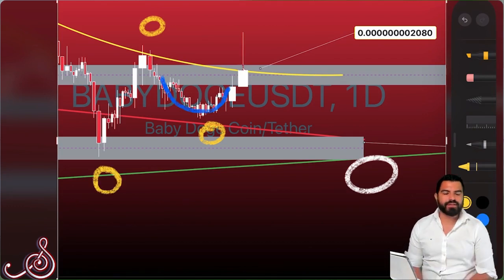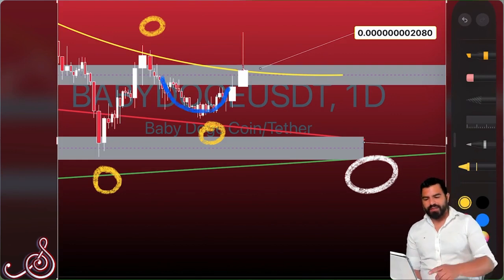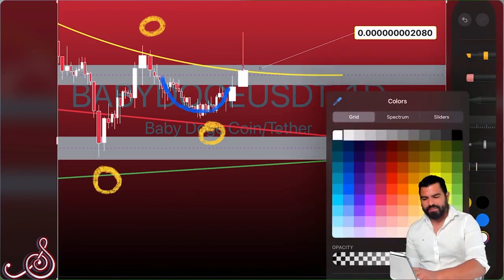So therefore, where's the weakness? Where do we take the short? We take the short at the next weakness. There it is. Good job, Armin. Armin got it. Good job.